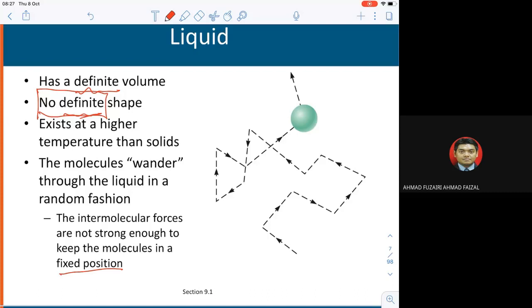Unlike a solid, which must have a definite shape and definite volume because its molecules are held in specific locations, a liquid does not, because the intermolecular forces are not strong enough. If you imagine the molecules of a liquid, they don't have some sort of spring like in a solid. In liquid form, molecules move randomly because the intermolecular forces, which are forces between charges, are not strong enough to keep the molecules in a fixed position. So that's why we cannot have a definite shape.